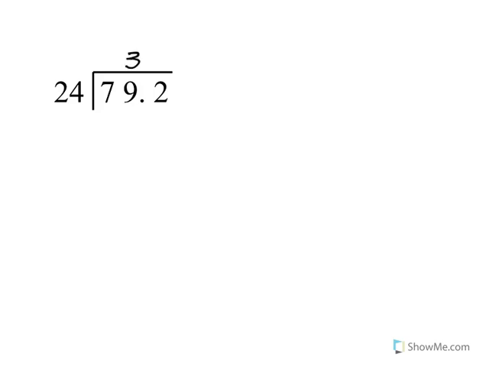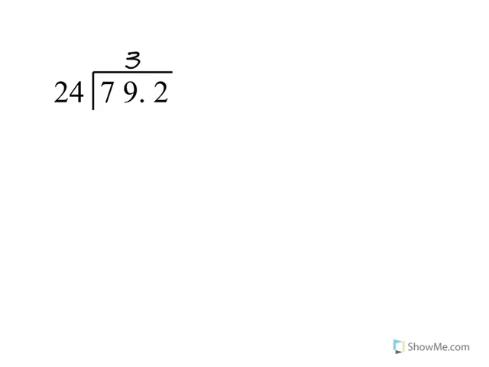It's important that I put the 3 over the 9. I could not divide into the 7. I had to divide into the 79. And because I'm saying that I can get 3 groups of 24 out of 79, it's important that the 3 is above the 9 where it belongs.